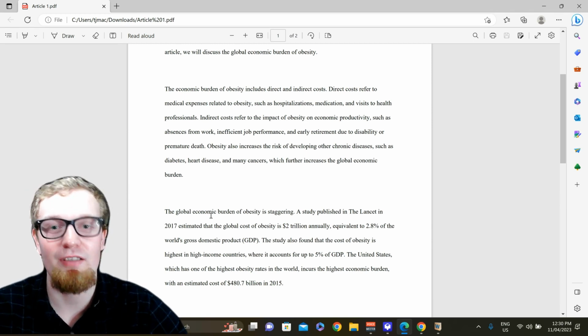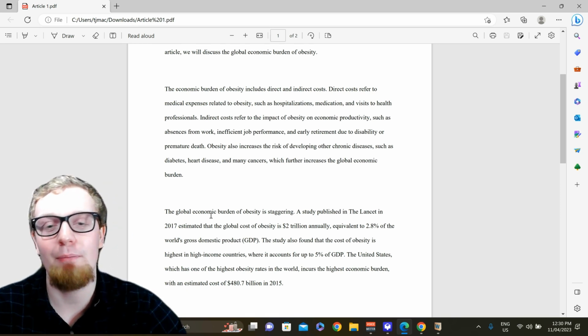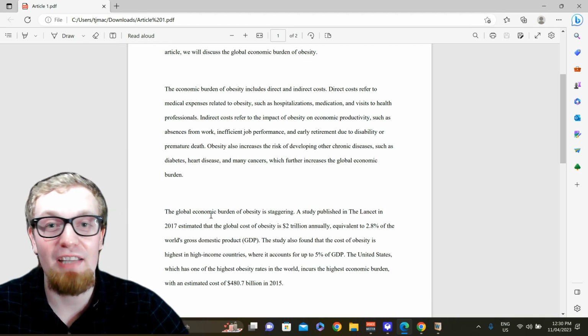You have to employ doctors, nurses. You have to have these hospitals. Someone has to build them. An engineer's got to work that out, right? All of these costs. So you have these direct costs and these indirect costs.